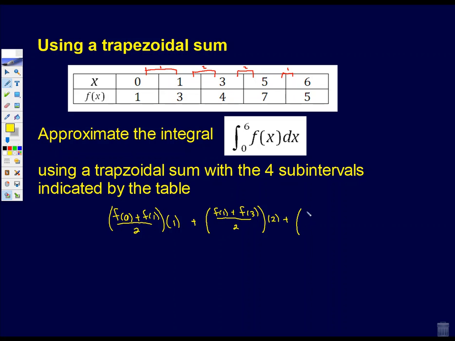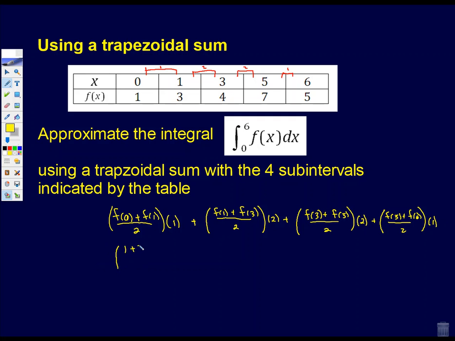And then we'll just keep moving on here. f of 3 and f of 5. The width is also 2. And then finally, f of 5 and f of 6. Lastly, the width is 1. So I'm going to pull the numbers from the table, and then we will sum this all together.